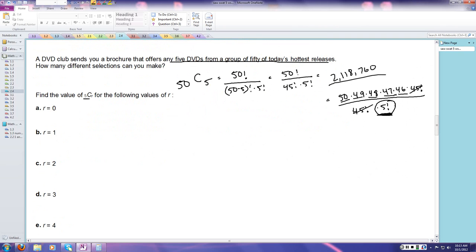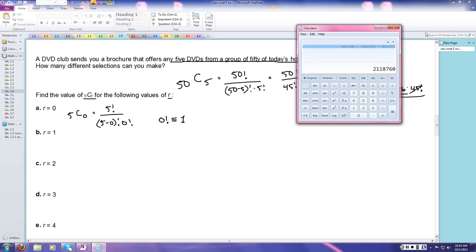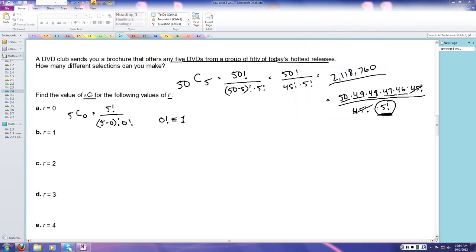So if I give you this formula, if r is 0, if I want to do 5 choose 0, well, that's going to be 5 factorial over 5 minus 0 factorial times 0 factorial. So by definition, 0 factorial is 1. If you plug 0 factorial into your calculator, that's always 1. You can see it here. Factorial 0 is 1.